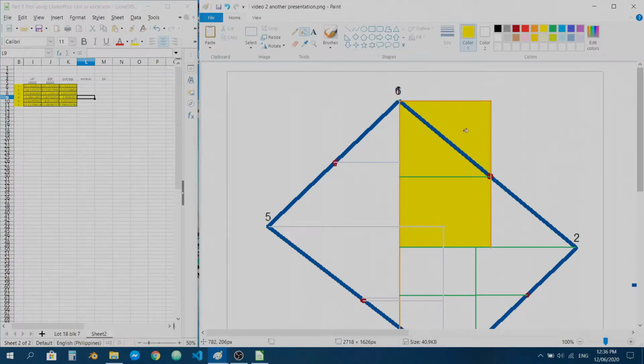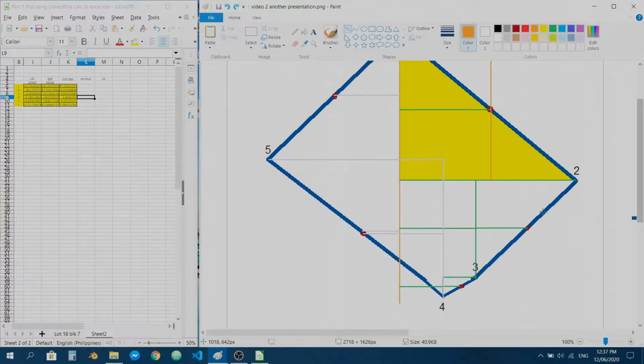Okay, so for presentation purposes, let me transfer that. Now let's go to line 2 to 3. This line 2 to 3 with its meridian, we will multiply it by the latitude for 2 to 3, which is this. So by multiplying that, we will be able to compute for this area. Let me highlight that to show to you.